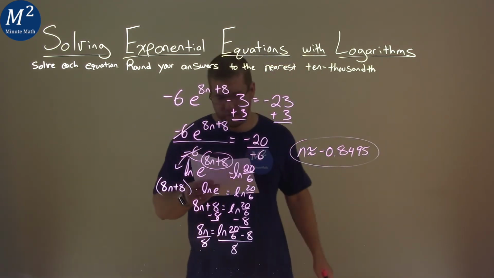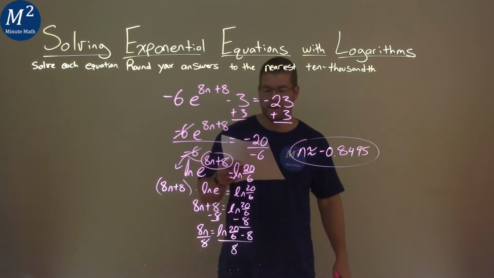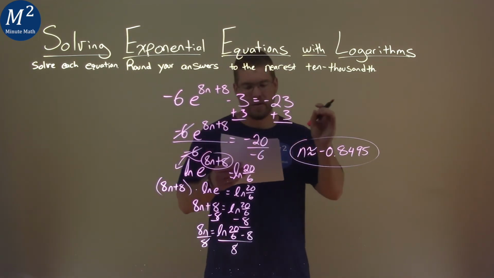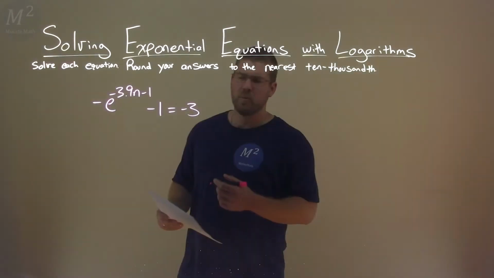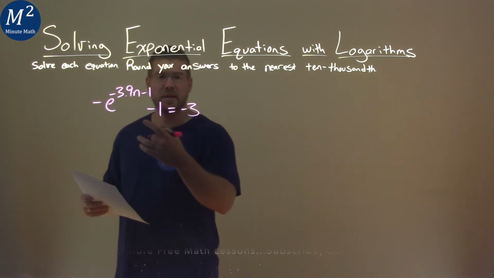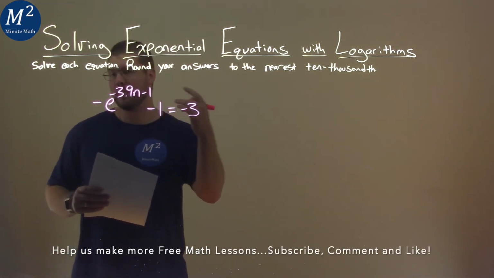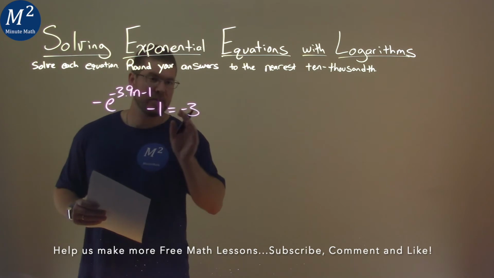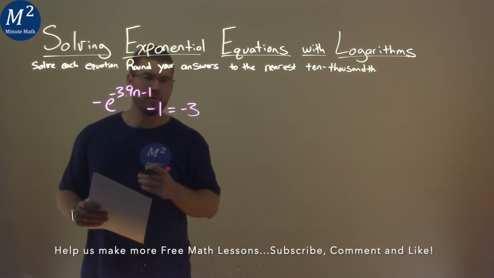And so our final answer here is n is approximately equal to -0.8495. We're given this problem right here: a e to the (-3.9n minus 1) power minus 1 is equal to -3, and we have to solve this.